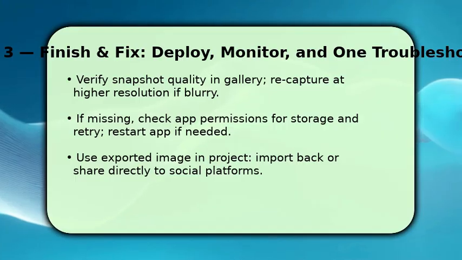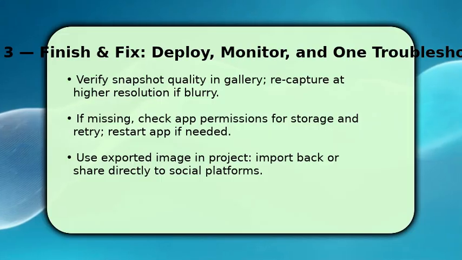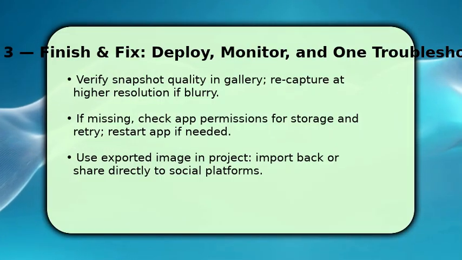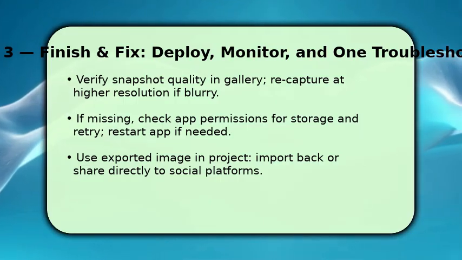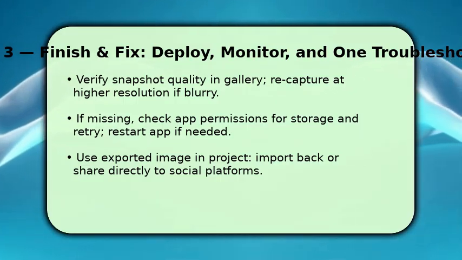If the snapshot did not save, make sure CapCut has storage permissions and restart the app before trying again, because cached glitches often clear on restart. Once correct, re-import the image into your project or share it directly. This completes the workflow and keeps your assets organized for future edits.